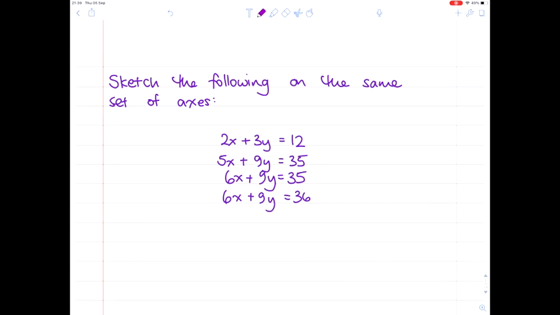So let's take a moment to just work through some examples. So what I'd like you to do is just take a moment and sketch the following equations on the same set of axes.